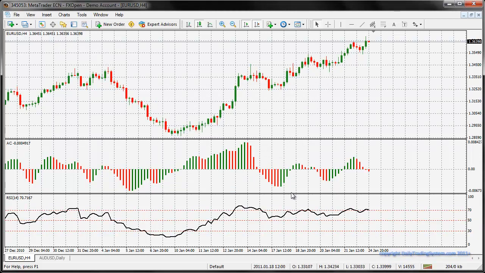Now, the 50 level I use as a buy and sell trigger. If the RSI is coming from below the 50 line and then starts to break up higher, then that would be a trigger to go long. Conversely, you can see as it's gone up and now it's started to come back down and broken this line, then I can get ready and prepare for a short.